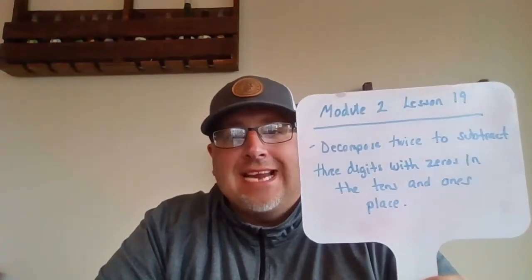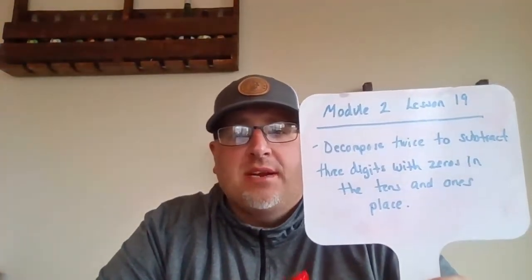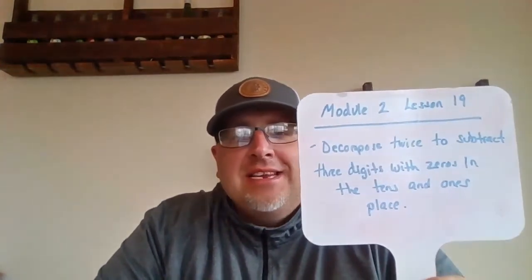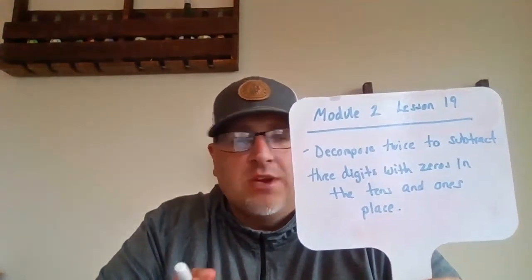Today we're tackling Module 2, Lesson 19. We're going to decompose twice to subtract 3 digits with zeros in the tens and ones places. Again, objectives, they have lots of words.